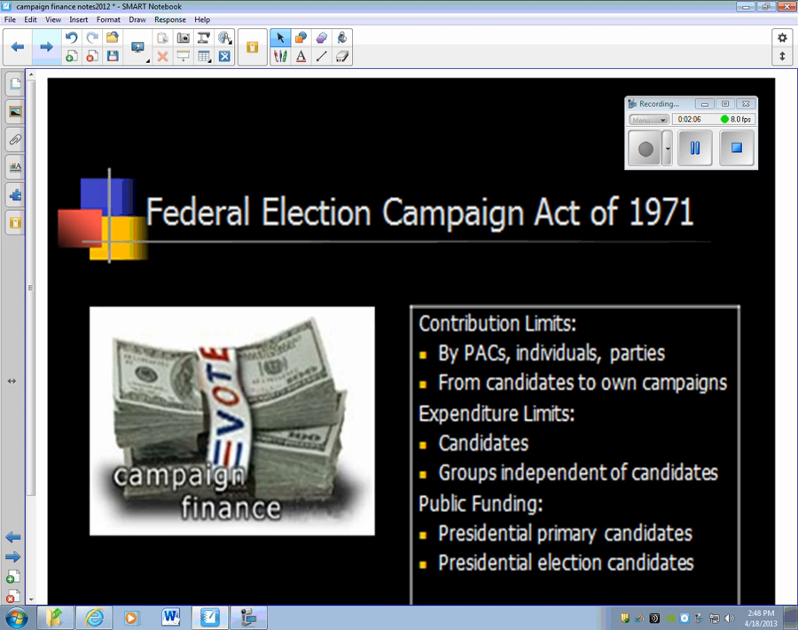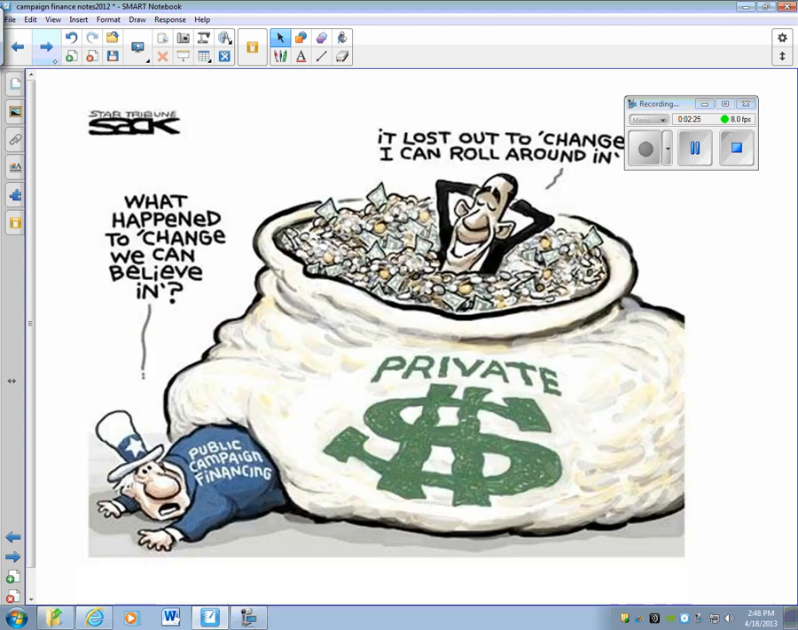What do third parties have to do to get the money? 5% gets you matching funds. 15% gets you in the debates. You've got to average 15% in all those polls that don't even ask you who's in there.